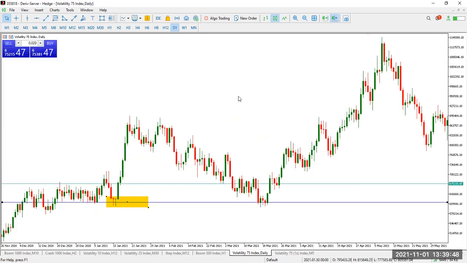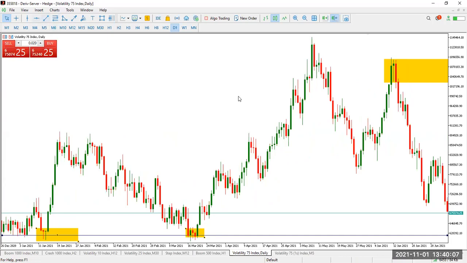And what base is this one? Is it not a demand zone? It's a demand zone. Yes, it is. Good. What base is this one? Strong base. Okay, that is a strong base.